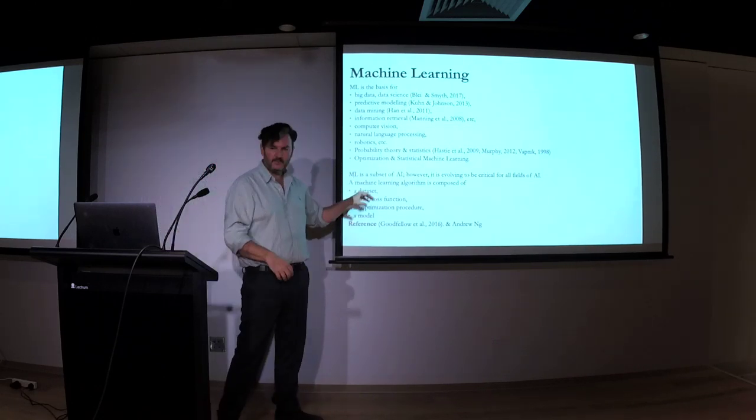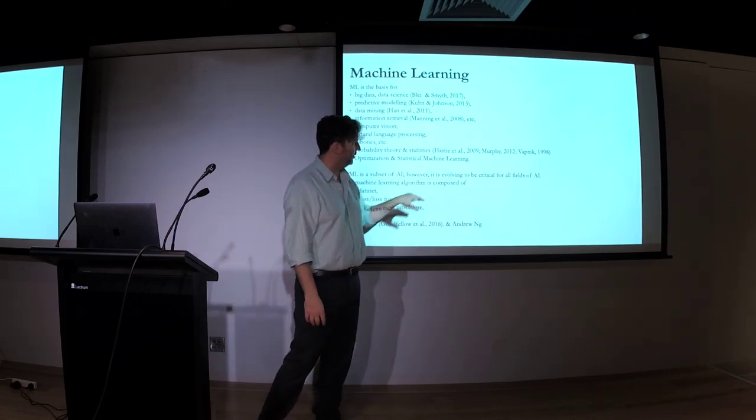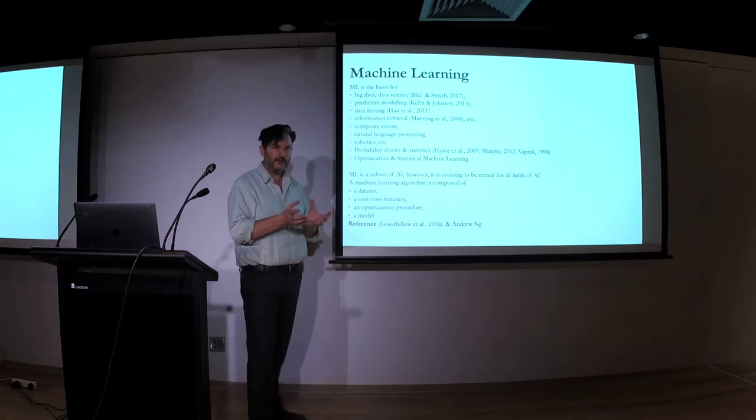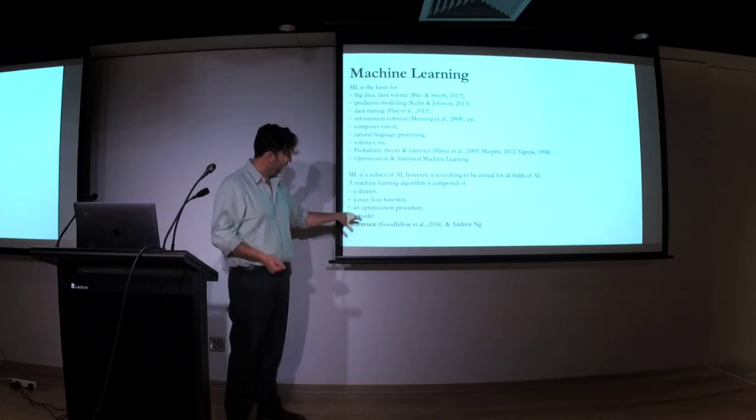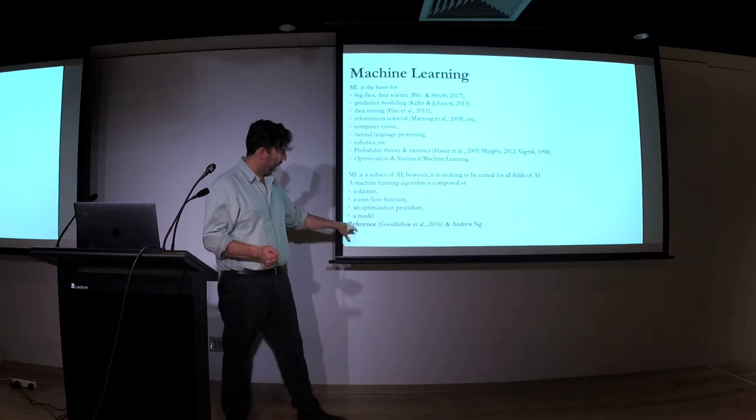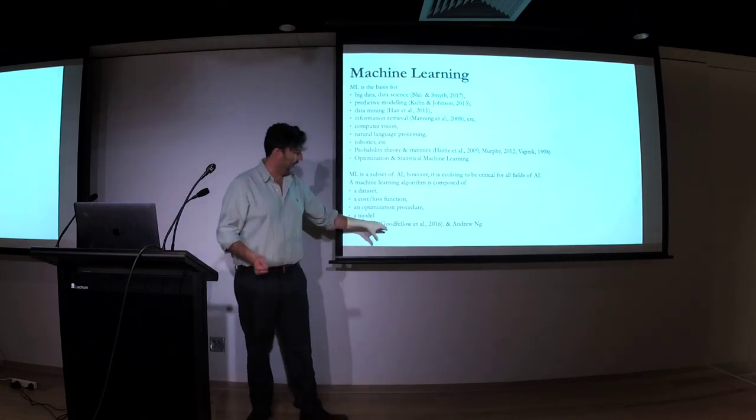And so machine learning is a subset of AI. However, it's involved in the traditional fields of AI. If we're looking at a machine learning algorithm, it's fairly simple. We've just got a data set with a cost and loss function, an optimization procedure, and a model. And a good reference is Andrew Ng and Ian Goodfellow.